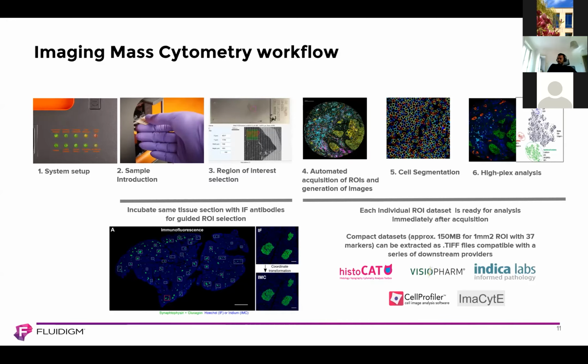And something that I just want to briefly mention, which I think is quite important, especially in the realms of spatial transcriptomics and all these technologies that we're talking about, is that the data sets that we generate with this technology are very, very small. We're talking about approximately 150 megabytes for a typical region of interest of 1 square millimeter, for about 30, 40 markers, which means that these data sets are really easy to handle and can be analyzed directly after any single run has finished.